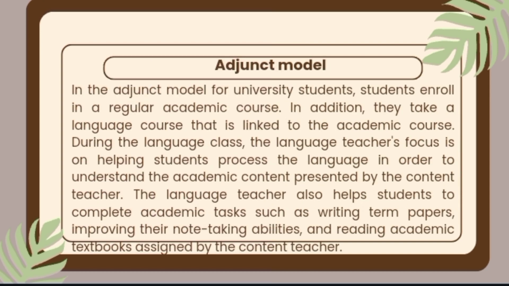The adjunct model is a specific approach used at the university level in content-based instruction. In this model, students enroll in a regular academic course and in addition, take a language course that is directly linked to the content course. The language course is designed to support students in processing the language used in the academic content presented by the content teacher. Example, in a literature course, students analyzing a novel have a linked language course where the language teacher provides language support.